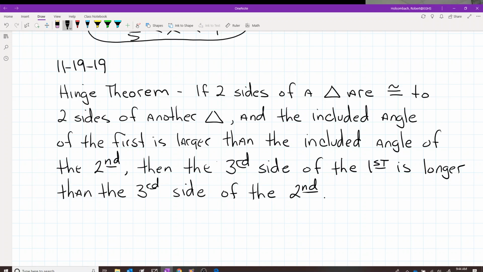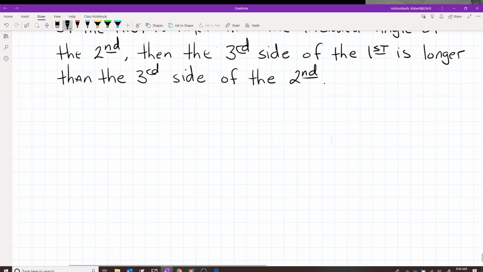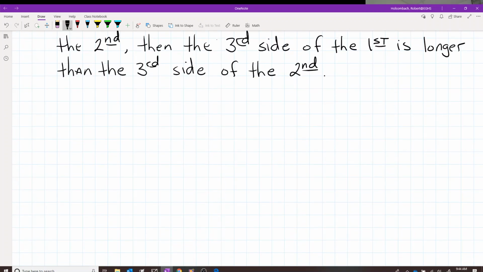If two sides of a triangle are congruent to two sides of another triangle, which means you got two doors that are the same size, and the included angle of the first is larger than the included angle of the second, that means it's open more. Then the third side of the first is longer than the third side of the second. The side that's formed by the edge of the door and the edge of the door opening is going to be longer if it's open more. So let's draw a picture of that.